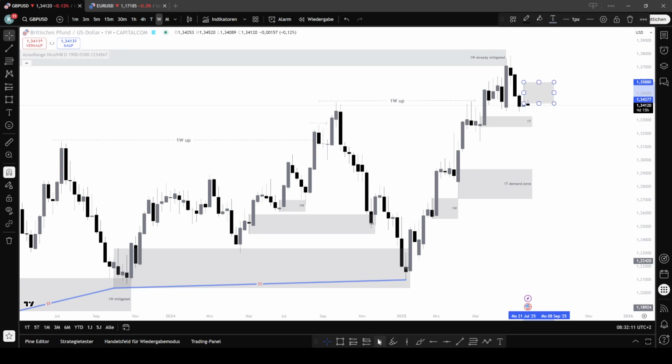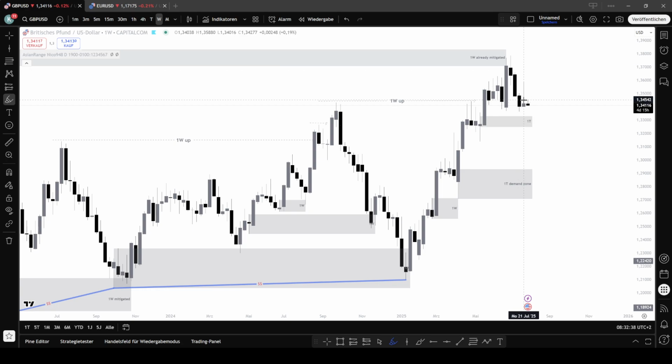So due to this level of imbalance, I'm expecting price to come up and fill this imbalance. Because of this imbalance, I'm expecting price to go back up to be able to fill at least three quarters of the imbalance. And it might happen from this zone. It might happen directly from this zone.